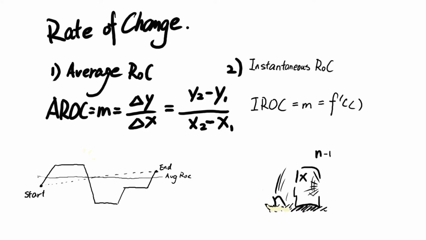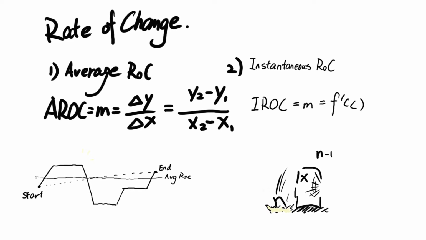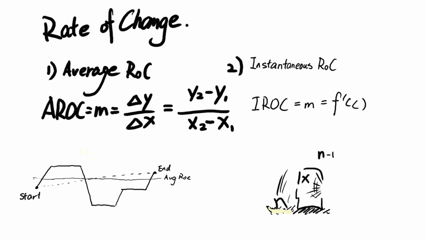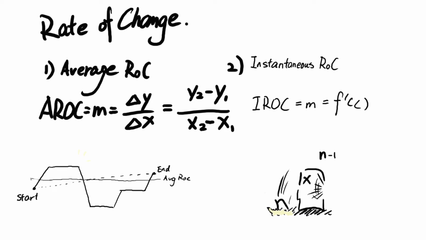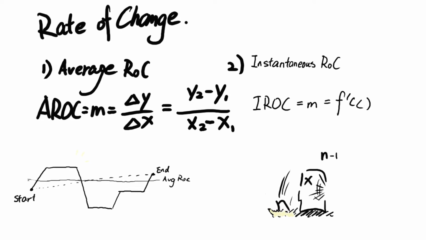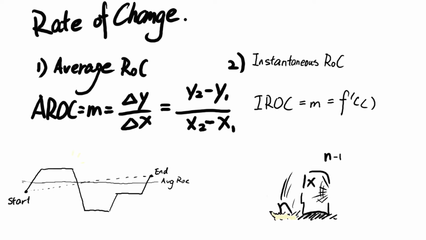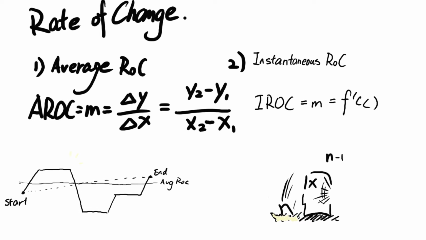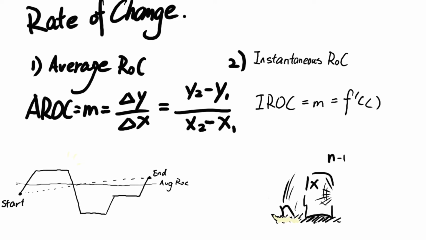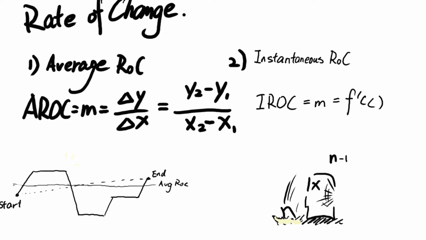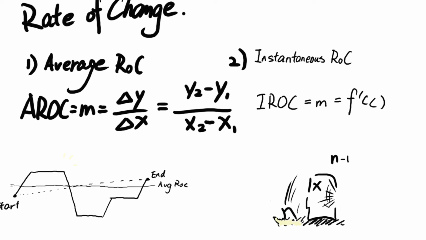That's the meaning of slope-based rate of change. There are two kinds of rate of change. First one, average rate of change. It's the slope between 2 points. It is y2 minus y1 divided by x2 minus x1. Another one, instantaneous rate of change. It's the slope at a single point. It is usually found by using a derivative.